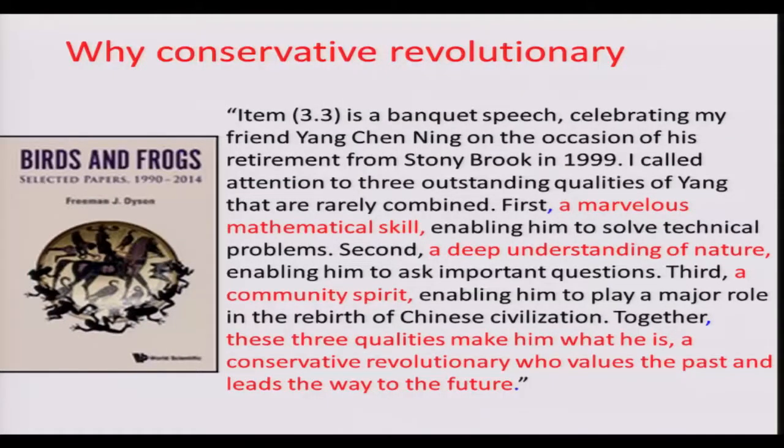I called attention to 3 outstanding qualities of Yang that are rarely combined. First, a marvelous mathematical skill, enabling him to solve technical problems. Second, a deep understanding of nature, enabling him to ask the important questions. Third, a community spirit, enabling him to play a major role in the rebirth of Chinese civilization. Together, these three qualities make him what he is, a conservative revolutionary who values the past and leads the way to the future.